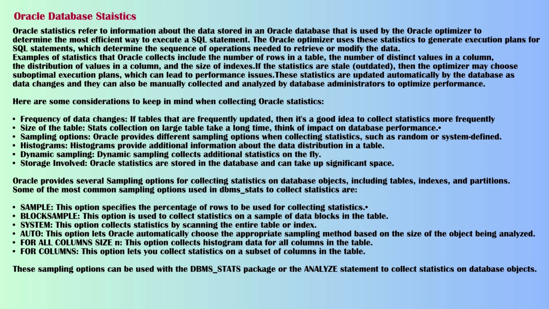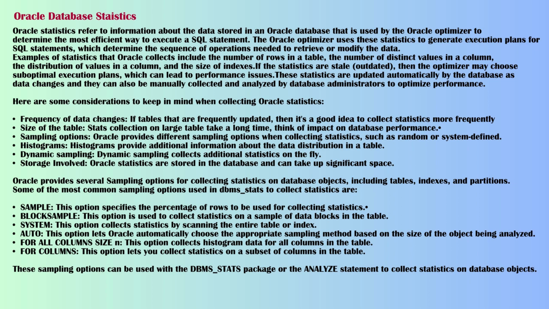The choice of sampling option can affect the accuracy of the statistics, so it's important to choose an appropriate sampling option. Use of histograms. Histograms provide additional information about the data distribution in a table and can help the optimizer make better decisions. However, collecting histograms can take longer and may impact database performance, so they should be used judiciously.